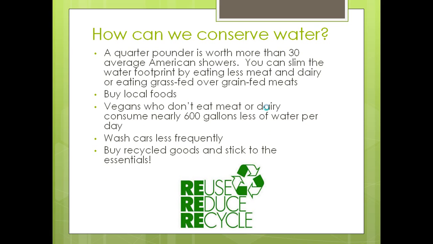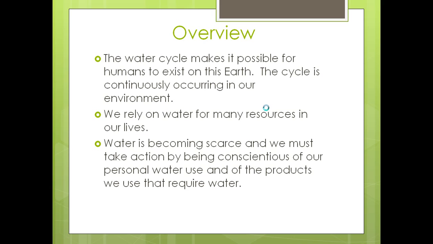A quarter pounder is worth more than 30 average American showers. So we can slim our water footprint by eating less meat and dairy, or by eating grass-fed over grain-fed meats. By buying local foods. Vegans who don't eat meat or dairy consume nearly 600 gallons less of water per day. We should wash our cars less frequently and buy recycled goods and stick to the essentials. And these are just some of the ways that we can conserve water.